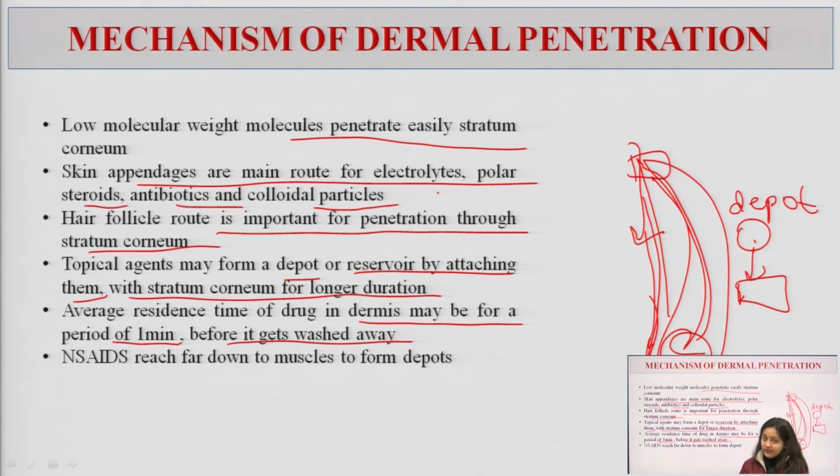Then next is NSAIDs, that is non-steroidal anti-inflammatory drugs, which reach far down into muscles to form a depot. For example, if we are applying a painkiller ointment onto the skin surface and it belongs to NSAIDs, it enters quickly into the subcutaneous layer and forms a depot there. By the formation of the depot, the medicament is released slowly and we get a constant or sustained release action, which is a very important factor when it comes to topical agents.